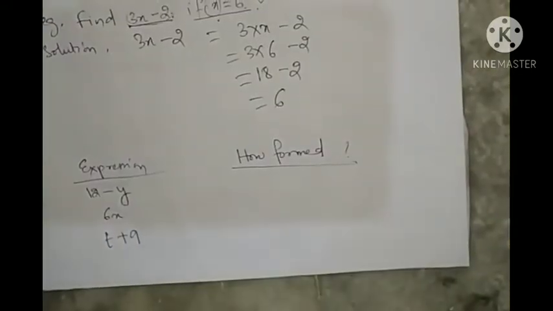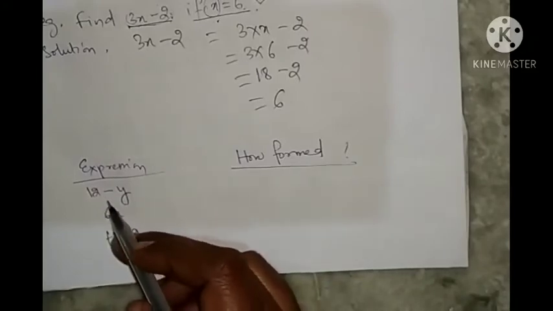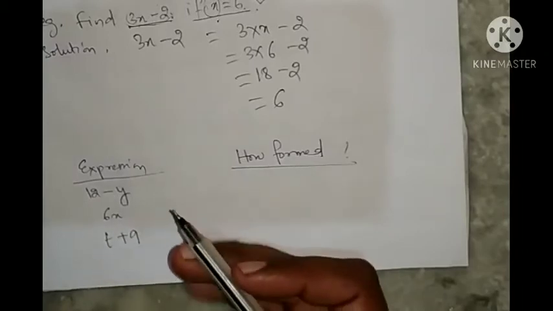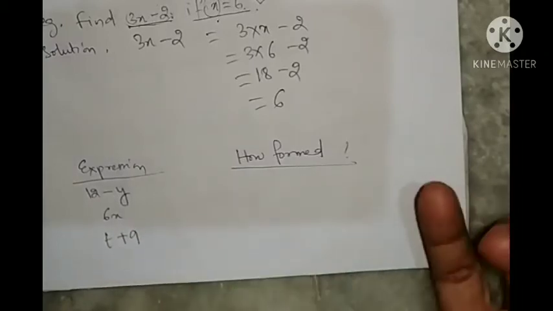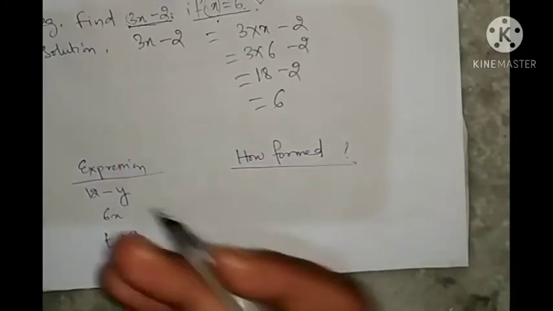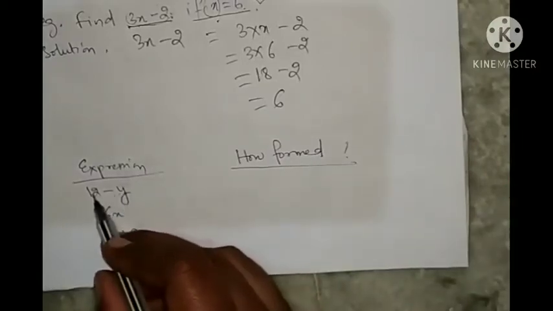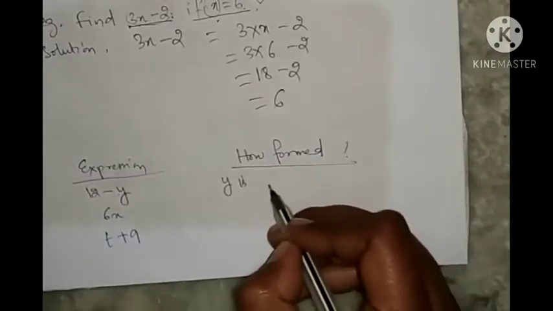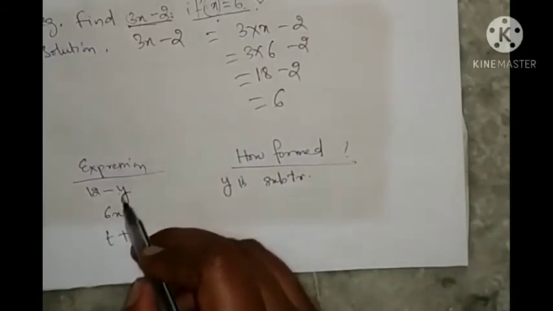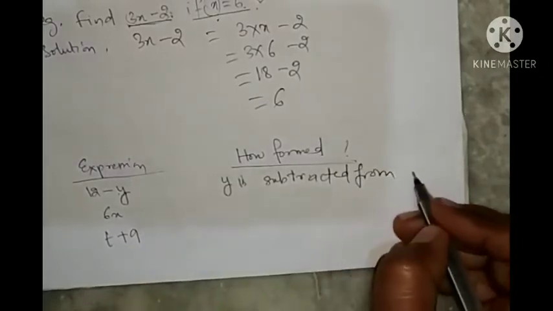Look here, written 12 minus y. Minus means what? The operation is subtraction. So in English we can say y is subtracted from 12. You will write: y is subtracted from 12.